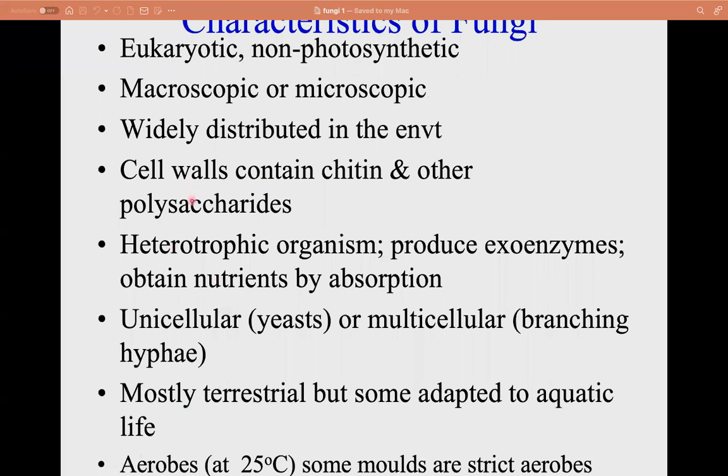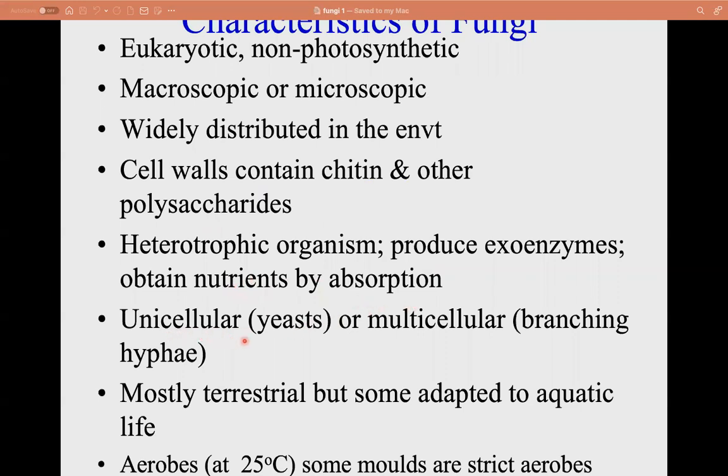So for the characteristics that we discussed a while ago, they are eukaryotic, non-photosynthetic. They can be macro or microscopic, widely distributed in the environment. The cell wall contains chitin, which is the main component of the cell wall of fungi, and other polysaccharides. They are heterotrophic organisms known to produce exoenzymes and obtain nutrients by absorption.